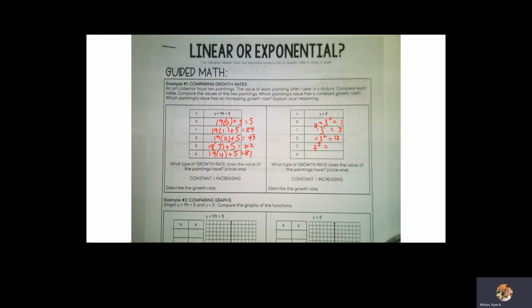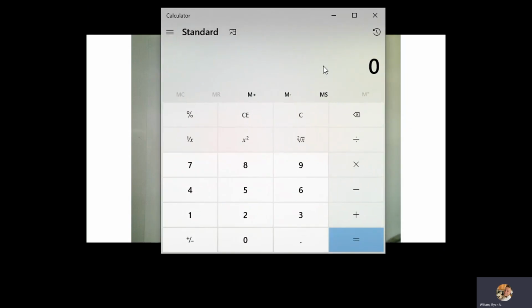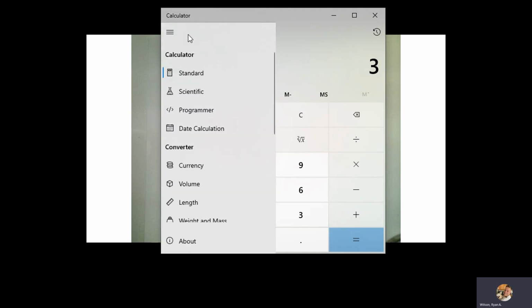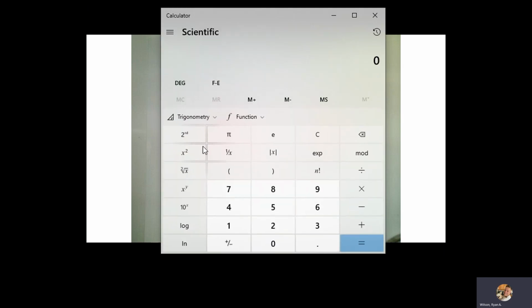Let's see, 3 to the... stupid calculators. All right, I'm going to show you on the screen how to do it. Yeah, that button. Okay, so 3 to the third. Where is my scientific calculator? Okay, so you should have a button that looks like this. I presume this is how we do it.